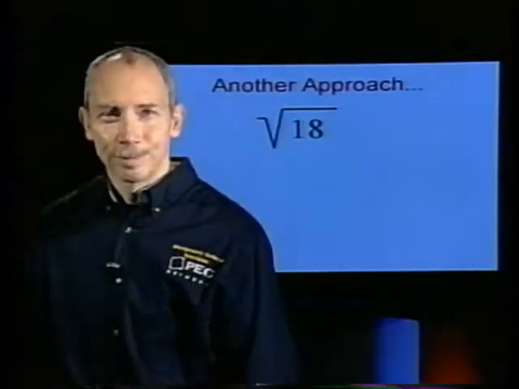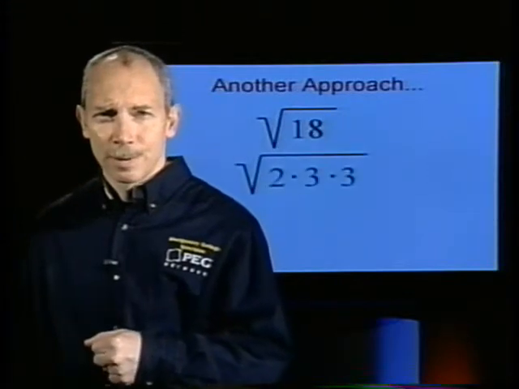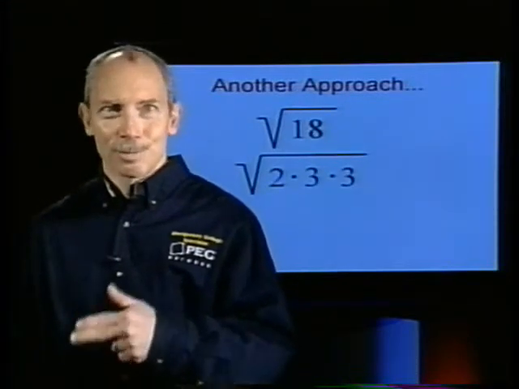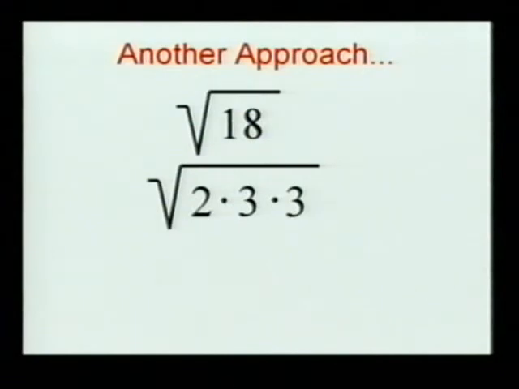Now, if you don't like memorizing the perfect square roots, there's another approach that some people teach, and it's worthy of looking at. Let's break the square root of 18 into its prime factorization. Break it up as far as it will go, and then just bring down what's left over after you take out pairs. I see that 3 is a pair, so that's going to come out.